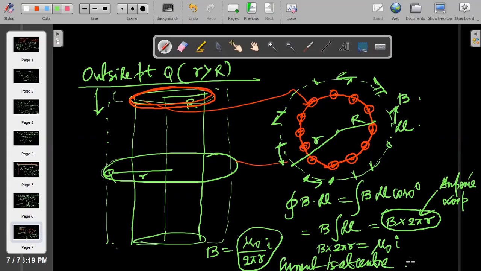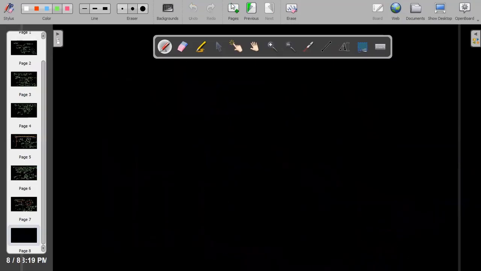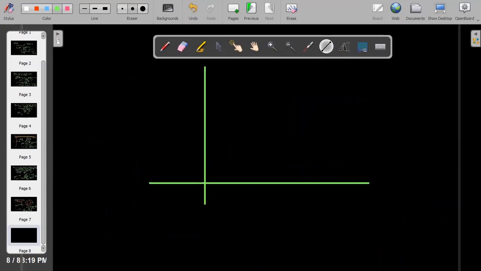Whatever we got for the Gaussian surface and everything, please recall that. The same thing we are doing for magnetism also. For a magnetic field, we are getting it as if the current is coming from the center, but it is not true. And finally, if you plot the graph, I think everyone can do it.